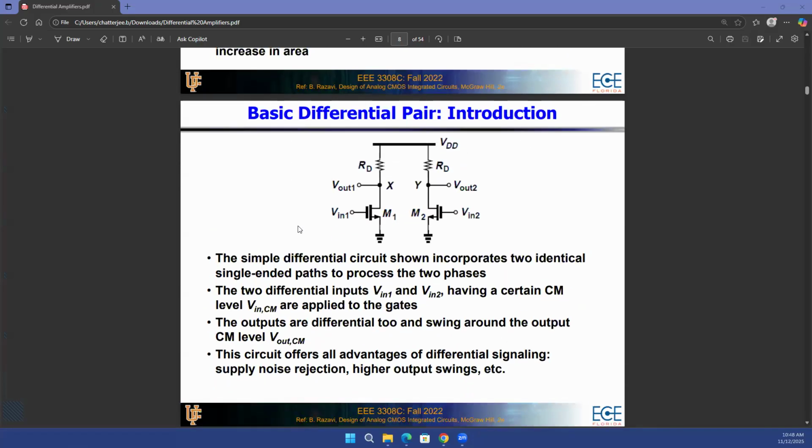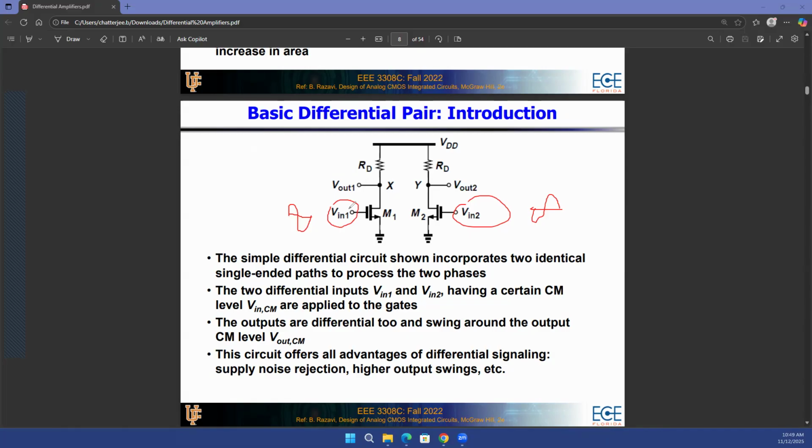Now, how do you actually create a differential pair or a differential amplifier? At first, it might seem intuitive that we just have two of these branches, let's say the left side branch and the right side branch. And of course, we are applying V in 1 on the left side branch and V in 2, which is just a 180-degree phase shifted version of V in 1. So if V in 1 looks like this, V in 2 might look like that. And then you have corresponding V out 1 and V out 2.